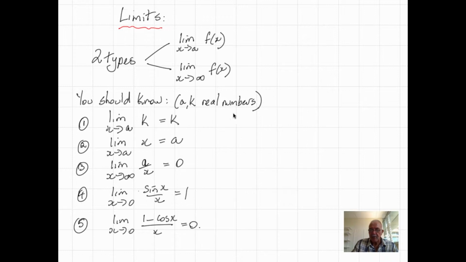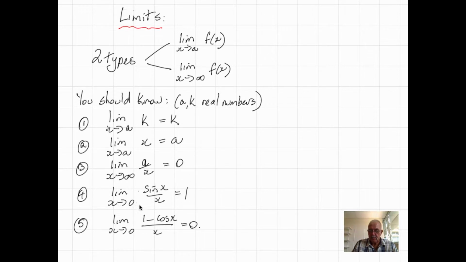So if a and k are real values, the limit as x approaches a of just a constant k. Obviously as x changes, the constant's always going to be k. The limit as x approaches a of just x has got to be equal to a. An infinity one: the limit as x approaches infinity of a, being a real number, over x. Now as x approaches infinity, getting very, very large, that will approach 0.